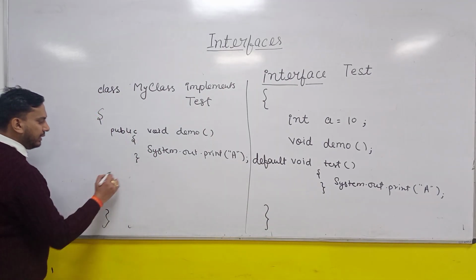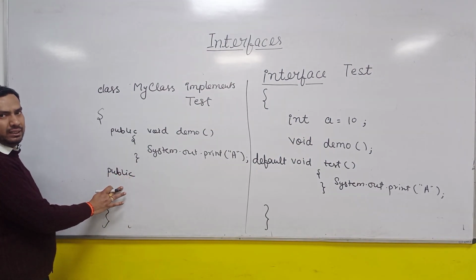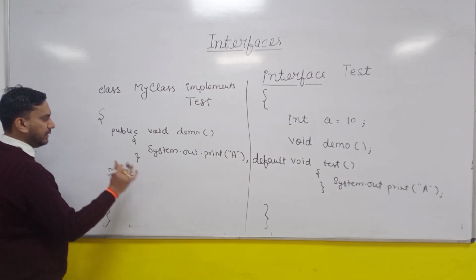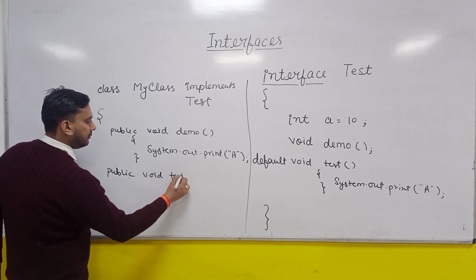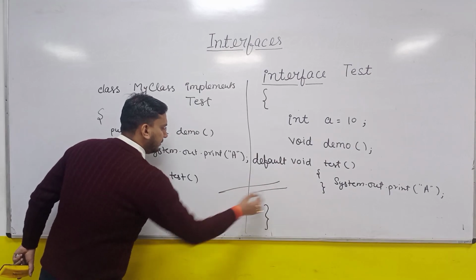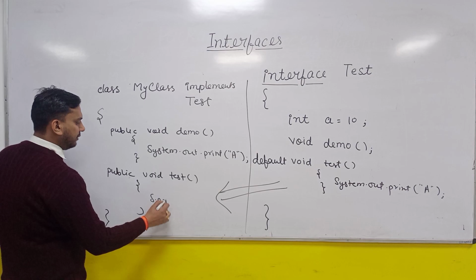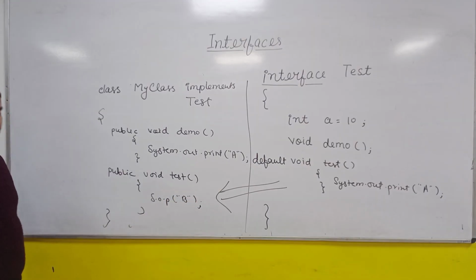So let us write override here. So I will write here public. Simply, public is compulsory to be written with the methods of an interface inside the class. I will write here public void test. Right? This is the overriding of this default method. And here you will write whatever you want to print. Let's say instead of A, I want to print B.